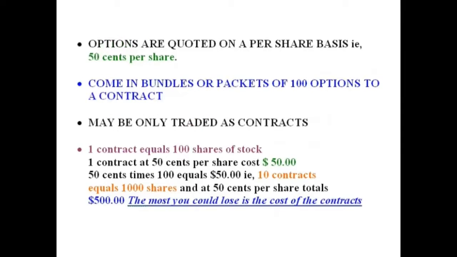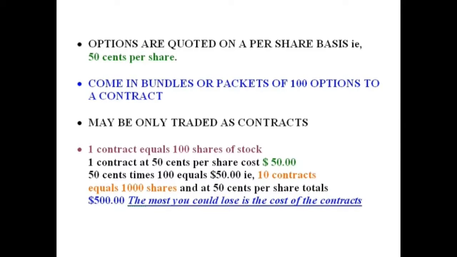Next, we're going to look a little deeper into understanding stock options. Remember, one option equals one share. Options come in bundles or groups of 100 called a contract. So it's 100 options to one contract. So 5 contracts control 500 shares.